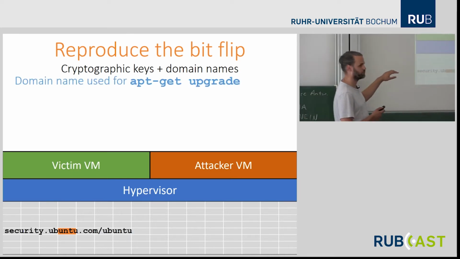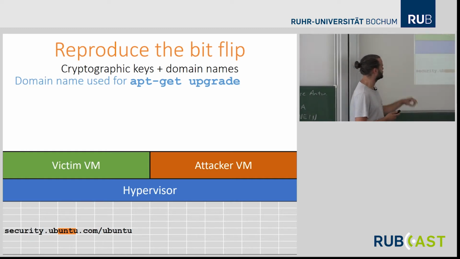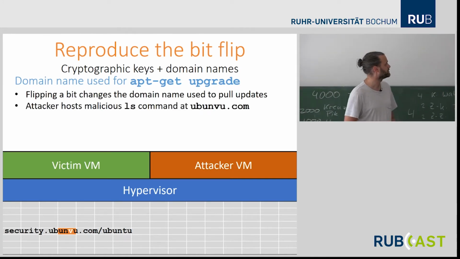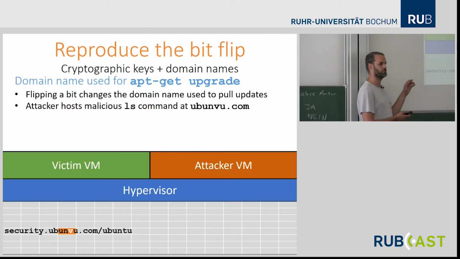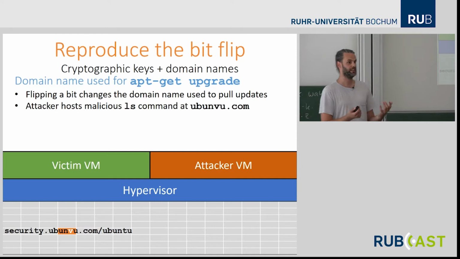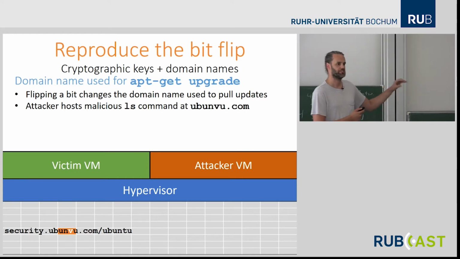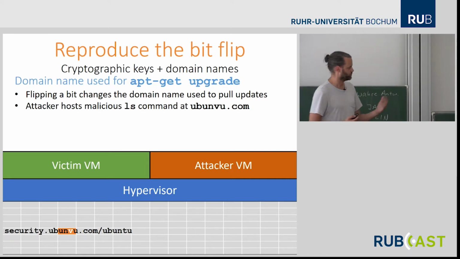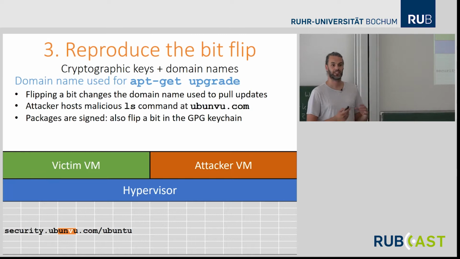So what happens if you're doing an apt-get upgrade on your Ubuntu VM? You will actually go to a domain, security.ubuntu.com, and then ask the domain, are there any packages that I should install? Is there anything new? Now, if you flip a bit in this domain name, so that ubuntu.com becomes a slightly different name, and if you then register this domain name, then the victim will no longer ask ubuntu.com what's new, but it will ask the attacker what's new. So what the attacker now does, he will host a malicious coreutils or ls command that the victim will then have to accept as an upgrade.